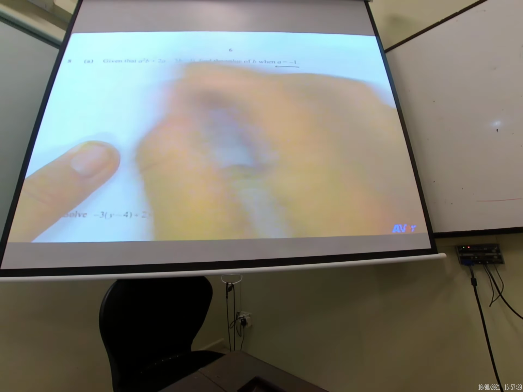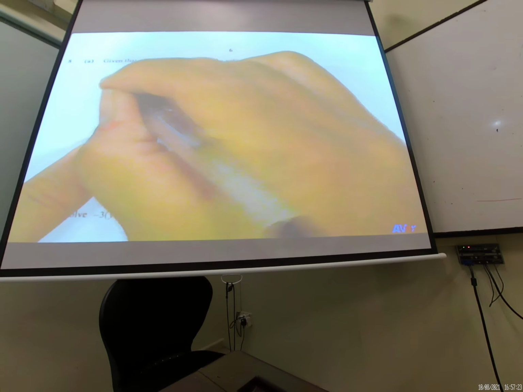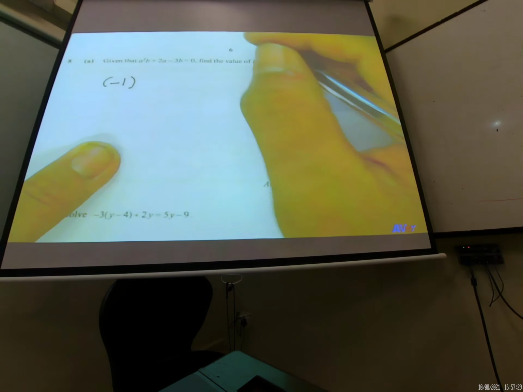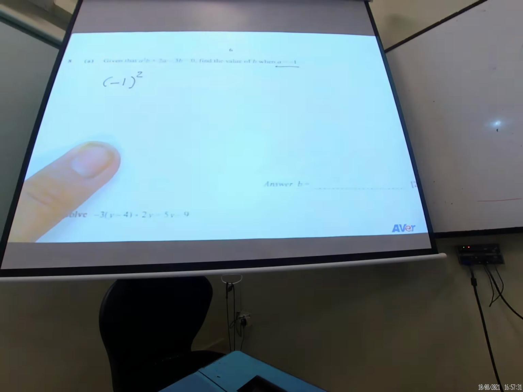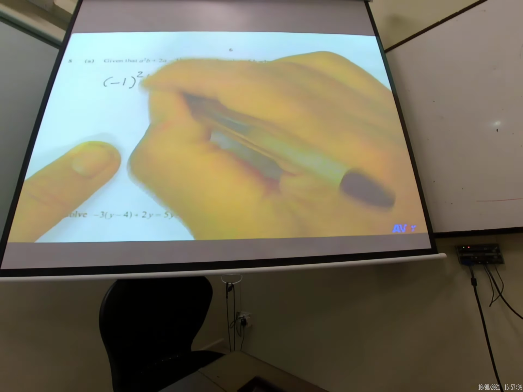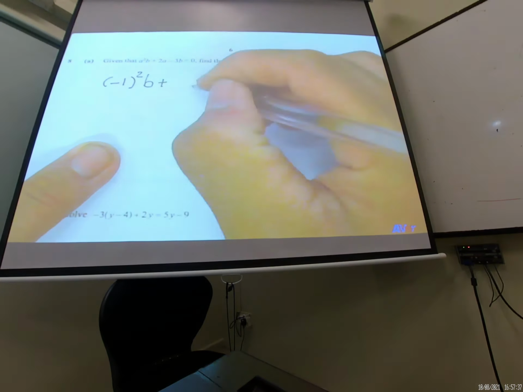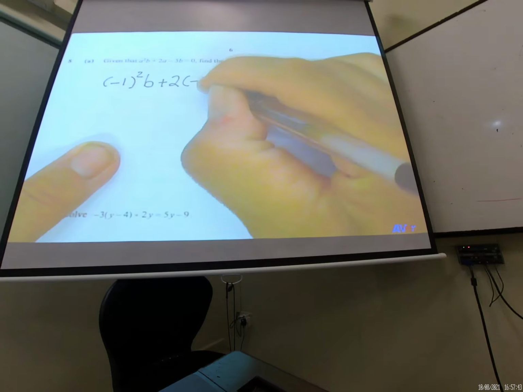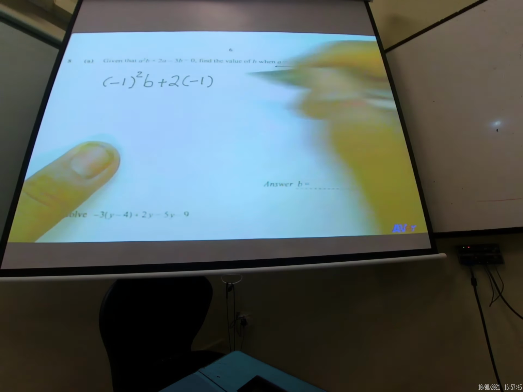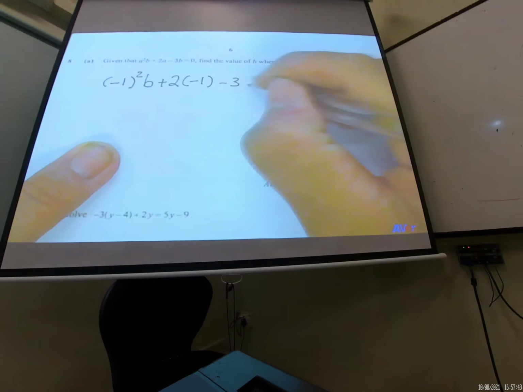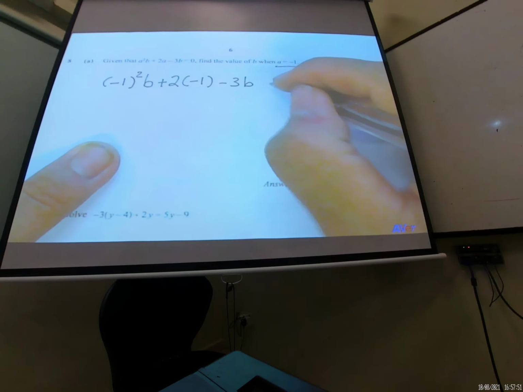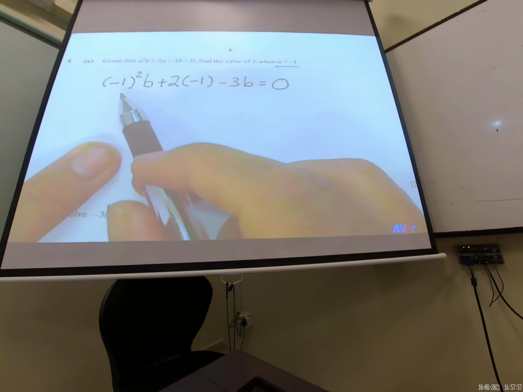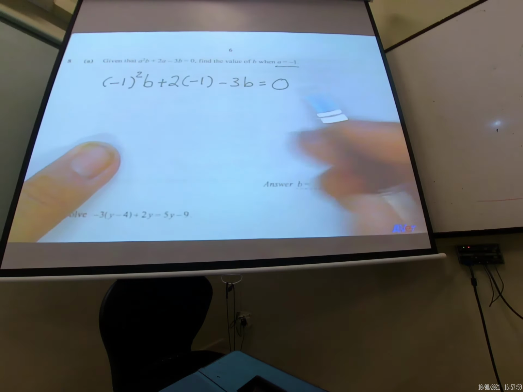Everything else doesn't change. Okay, a squared, replace a by a bracket -1. So a squared will become this bracket squared. b doesn't change. Plus doesn't change. 2a becomes 2, replace a by a bracket -1. Minus no change, 3 no change, b no change. Equal no change, 0 no change. We only change a because we now know a is -1.